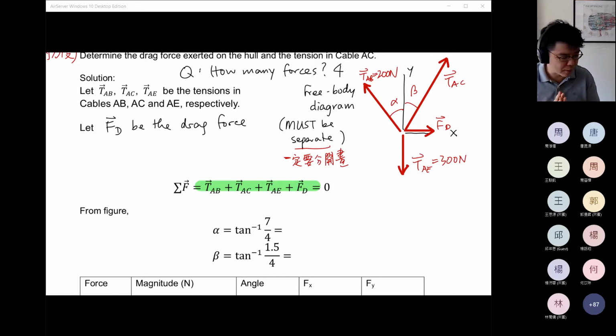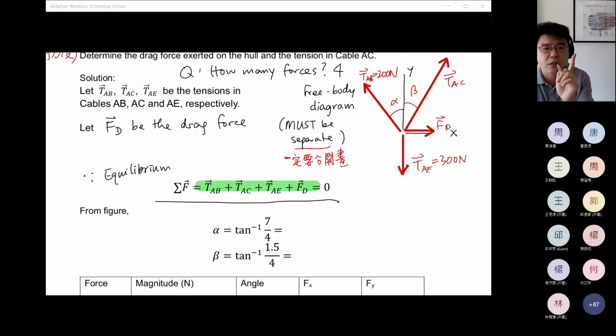Next, we start doing the calculations. Before doing calculations, do one thing, please. You can skip the words, but you always need to write the equation. You can say because of equilibrium, we have this equation. Always write this equation. Of course, sometimes questions in examinations can be difficult.